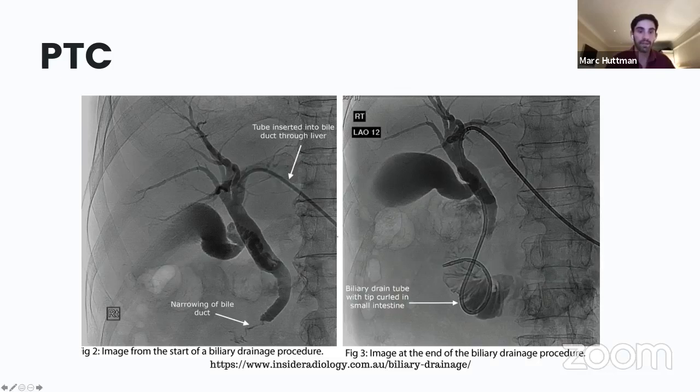And then from that side, you can put the dye into the tract. So in this instance, you can see this is a tube which is going through the skin, through the liver. The dye is then injected somewhere around here, and the dye is going all over. It's going up the cystic duct into the gallbladder. It's also going down towards where the narrowing is. In this case, it looks like it's probably a stricture.